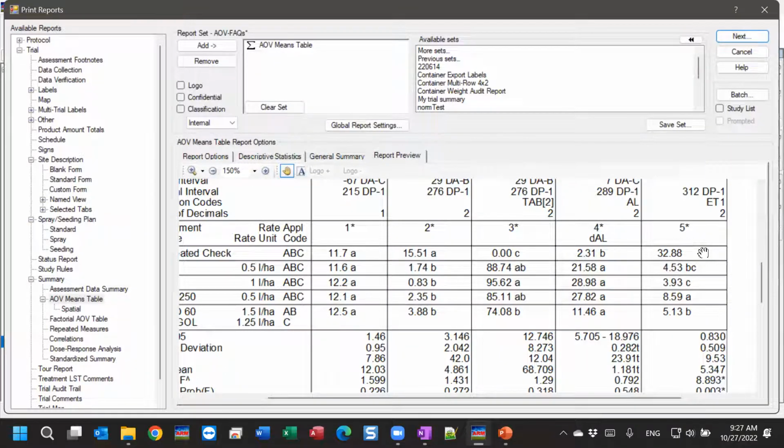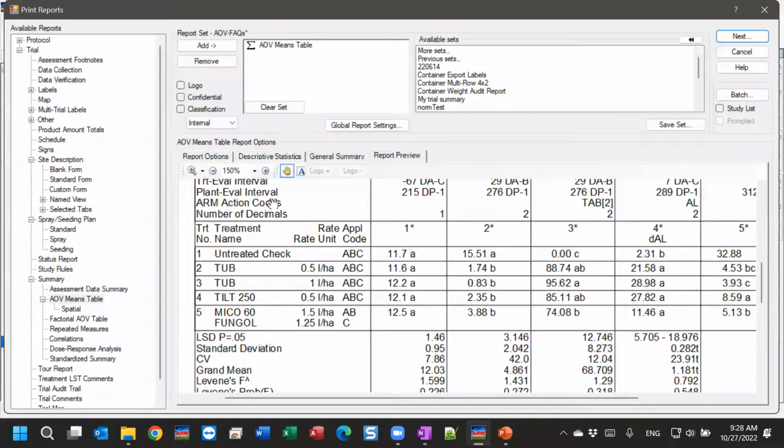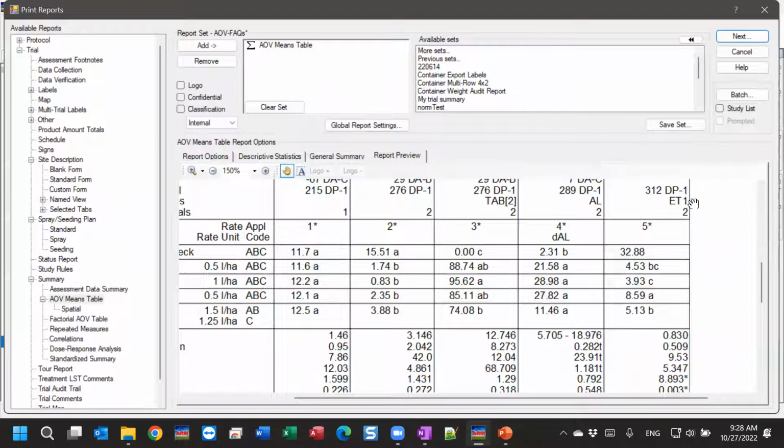So if you don't see a separation letter for a particular treatment, you would want to look at the ARM action codes row for that column. And here we have ET1. That action codes field is a place where we can give instructions to ARM on what should be done in the analysis.